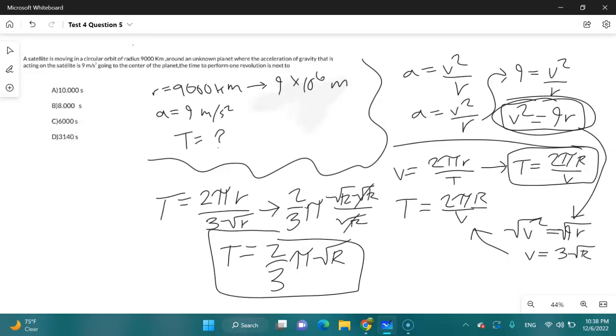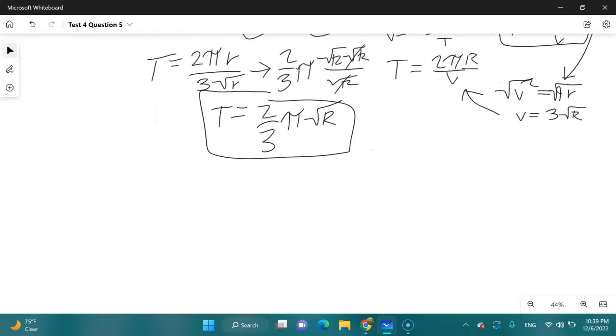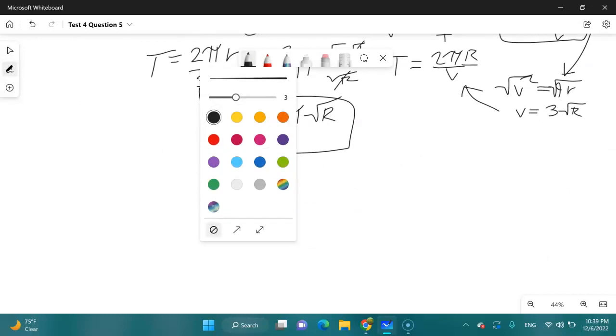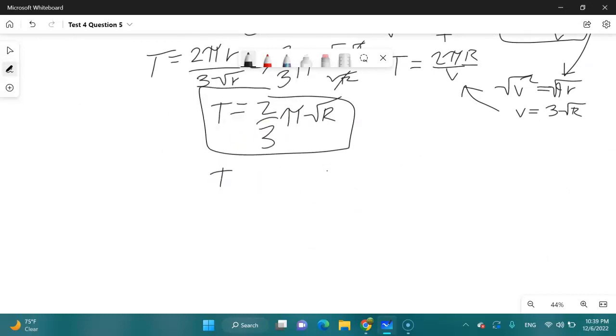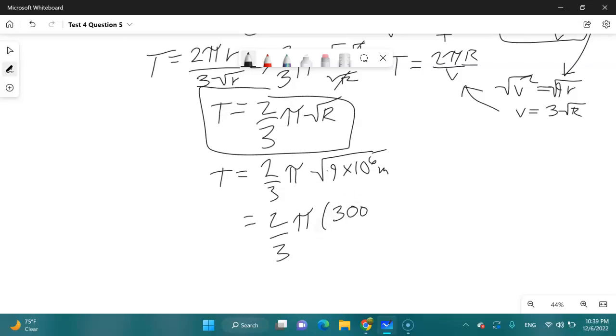And now we can finally plug in all our values using this equation. So let me move down. Using the values that we have, t is equal to 2/3 pi times the square root of 9 times 10 to the 6 meters. And this ends up being 2/3 pi times 3,000. And this comes out to be around 6,000 seconds. So that's how long it takes for the satellite to complete one revolution.